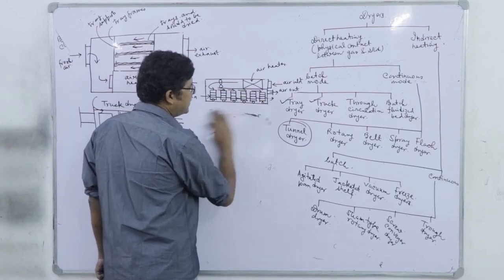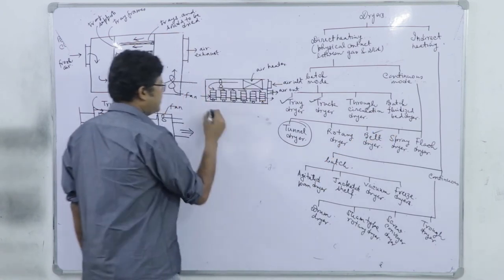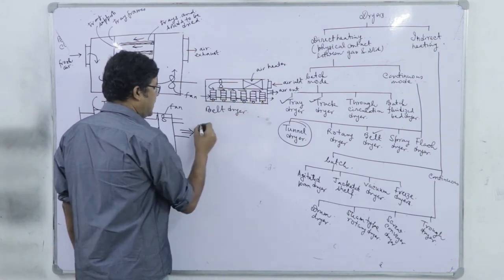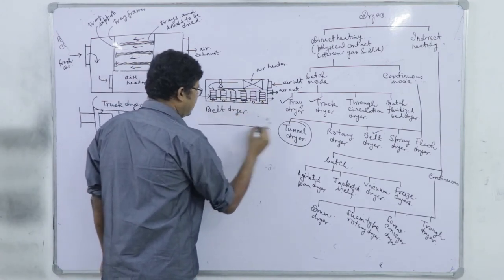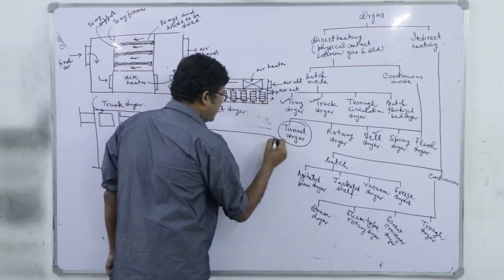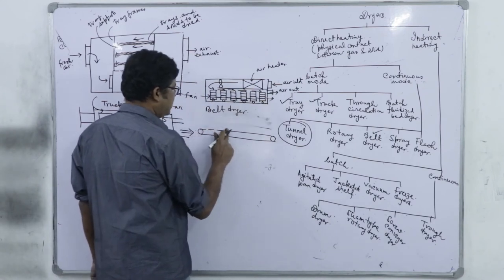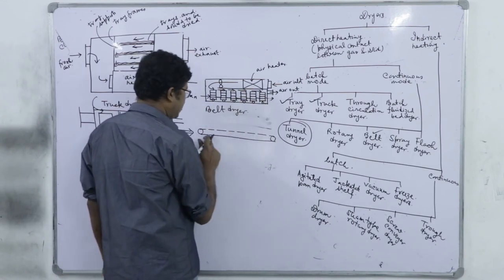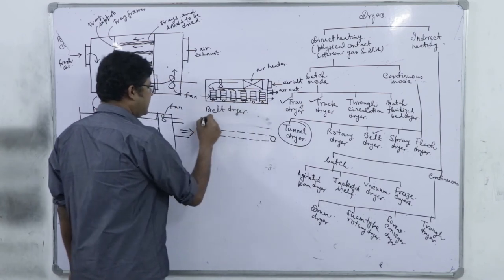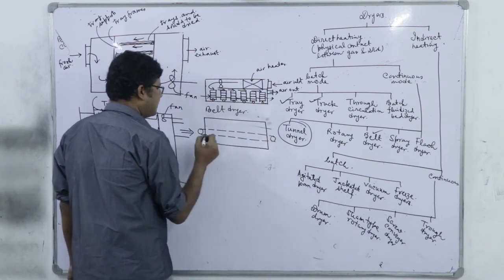Or rather, let's discuss the belt dryer. This is a very basic understanding. You see, we have a perforated belt, which is mounted on two pulleys on two sides, and here we have different chambers.